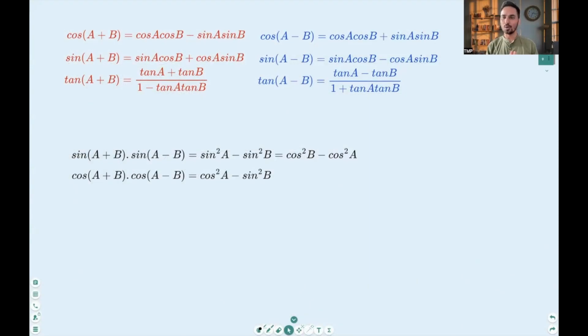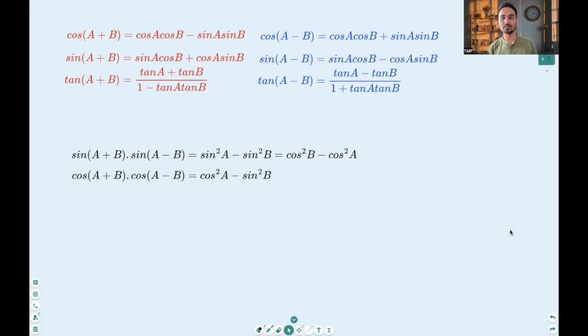So we discussed how to obtain the formula of cos A plus B, sin A plus B, tan A plus B, cos A minus B, sin A minus B, and tan A minus B. There are two more important identities that you should remember, and they can be easily obtained by using the above formulae. And these are sine A plus B times sine A minus B. So if you multiply sine A plus B with sine A minus B, you will get sine square A minus sine square B, which can also be written in terms of cos, which is cos square B minus cos square A. And in a similar manner, if you multiply cos A plus B with cos A minus B, you will get cos square A minus sine square B.